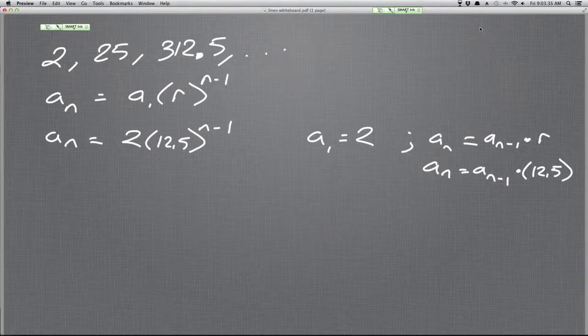So that's all. Is this what we're doing in today's assignment? We've got to be able to find specific terms and then find some means. So that's what we have left.